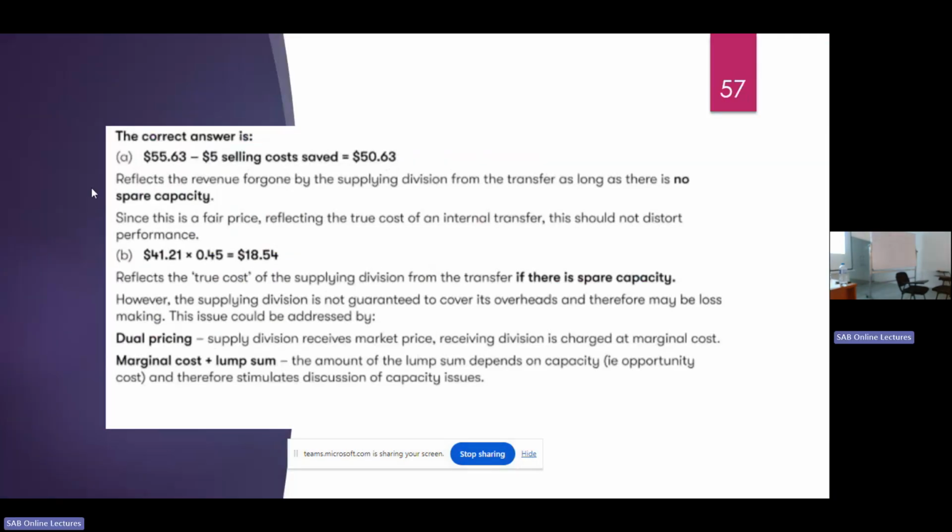So the answer for A is 55.63 minus 5, 50.63. The answer for B: total cost is 41.25. The marginal cost is 0.45.